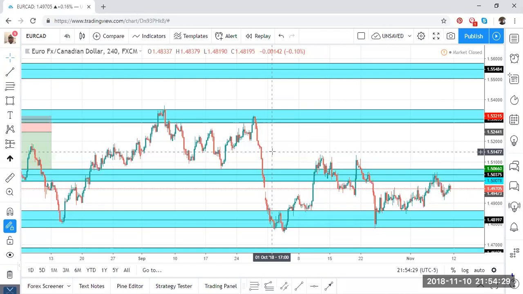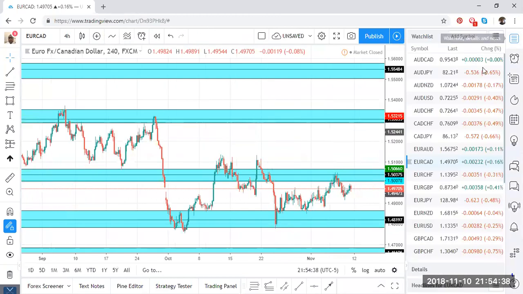So my homework for y'all is I want y'all to draw up a zone on a chart. My favorite pair is EUR NZD.